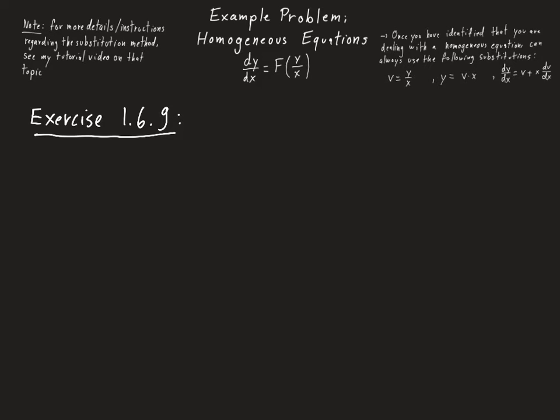We have x squared times y prime is equal to xy plus y squared. Okay, so this is going to be the problem that we are tackling.